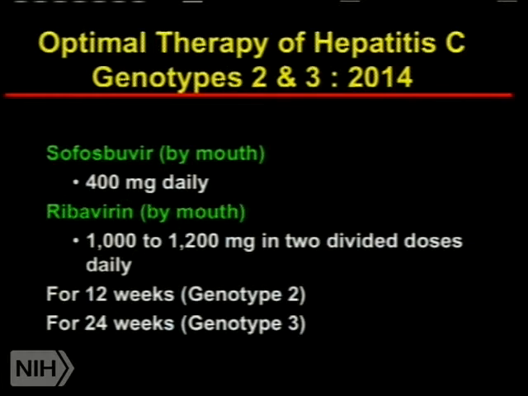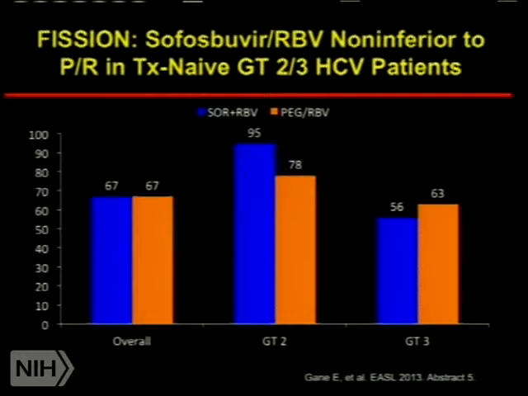Here, there's an all-oral approved regimen consisting of sofosbuvir plus ribavirin, 12 weeks for genotype 2, 24 weeks for genotype 3. And I'll just show you the data because of the interest of time.